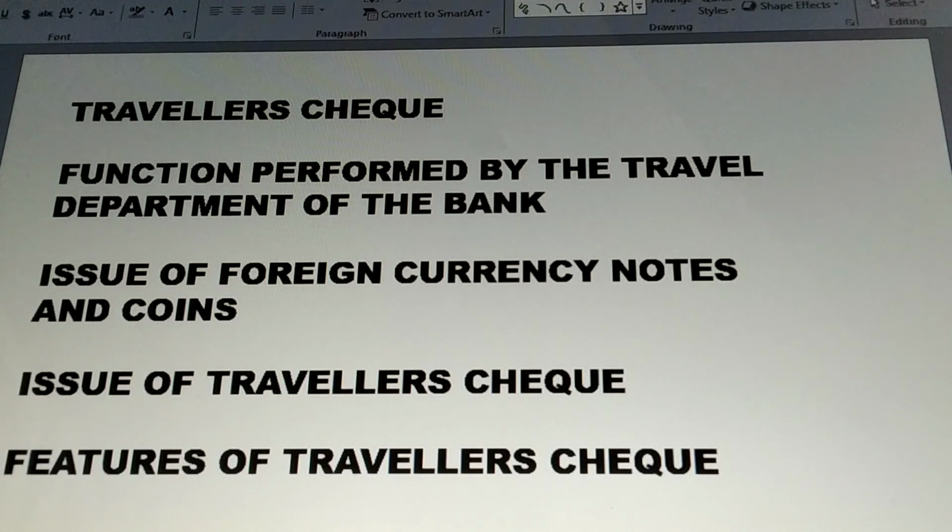So we have gone through the traveler check, the functions performed by the travel department of the bank, the issue of foreign currency notes and coins under the traveler check, then the issue of traveler check and the features of traveler check.